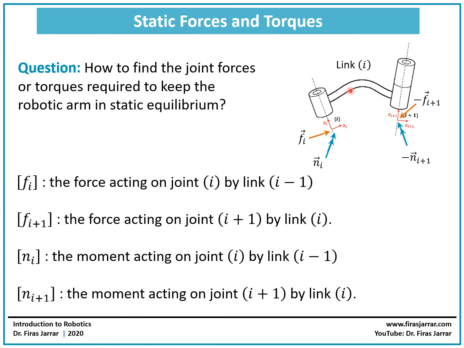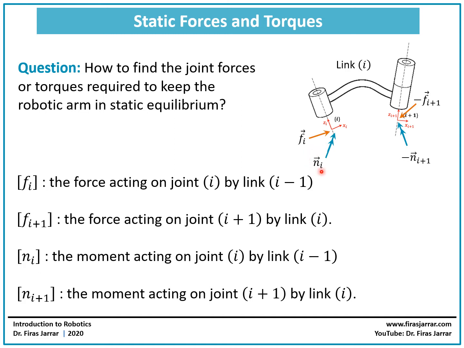Here we have a representative link I, which has an arbitrary shape. This link I would be a part of a series of links that are extending from the base of the robotic arm until the end effector. This link I has a joint I and a joint I plus 1. Now the forces acting on this link: first of all, we have a force from the previous link I minus 1, which is acting at the joint I.